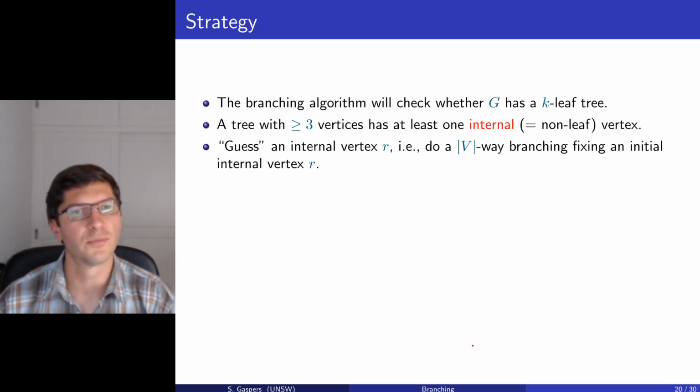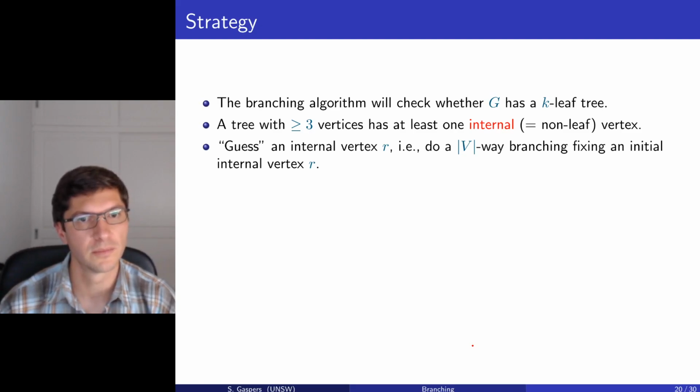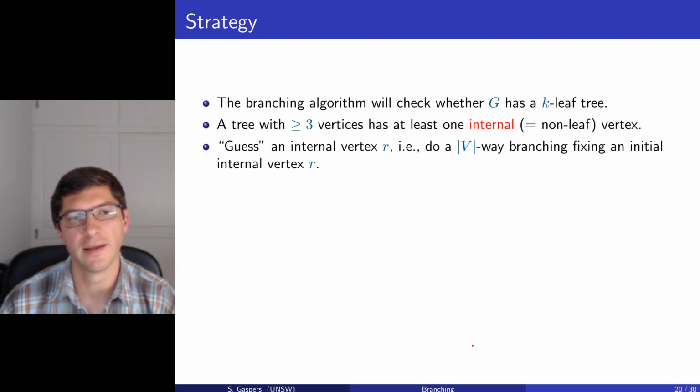How does this branching algorithm work? What's the branching strategy that we use? First of all, the algorithm will check whether G has a k-leaf tree. If so, we know that it has a k-leaf spanning tree.